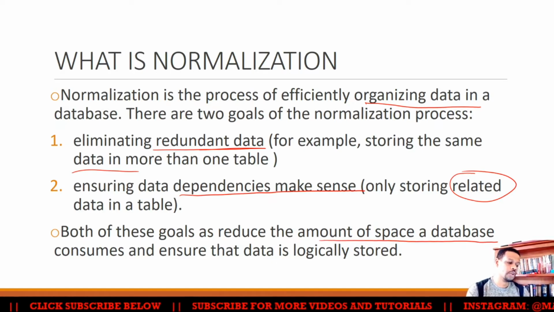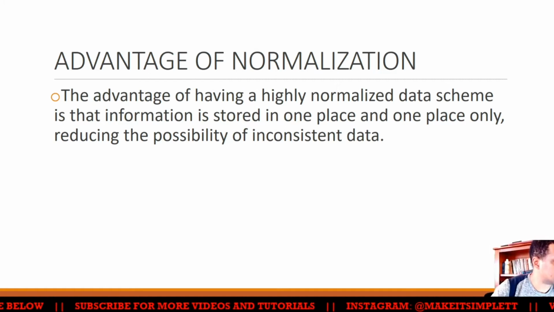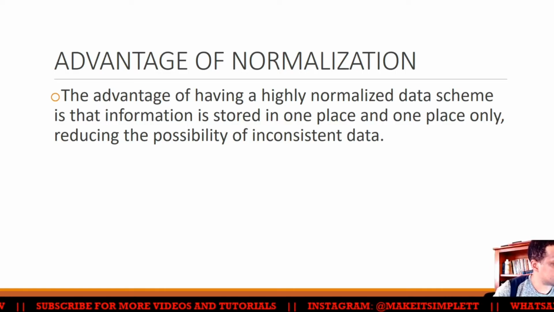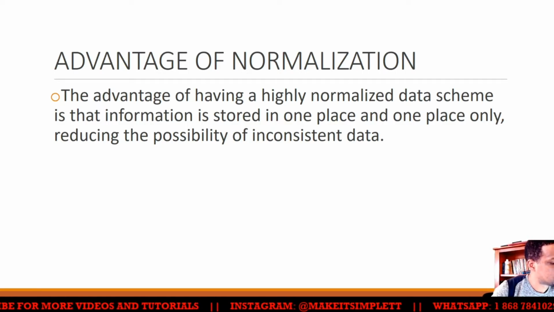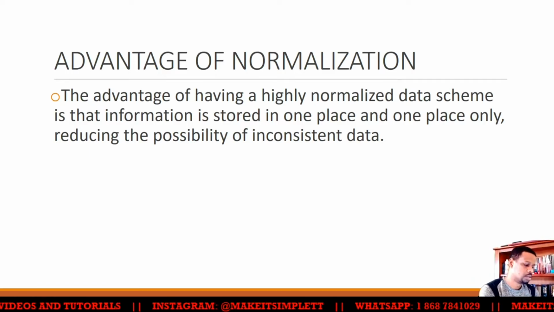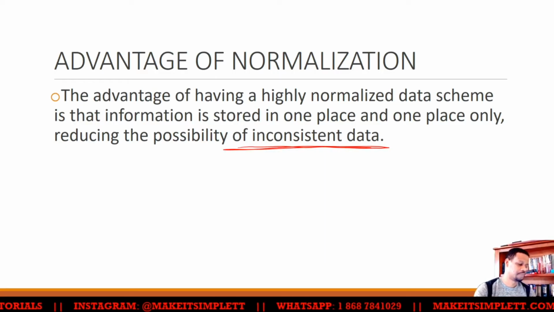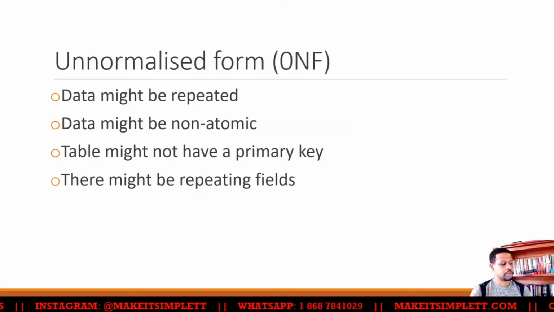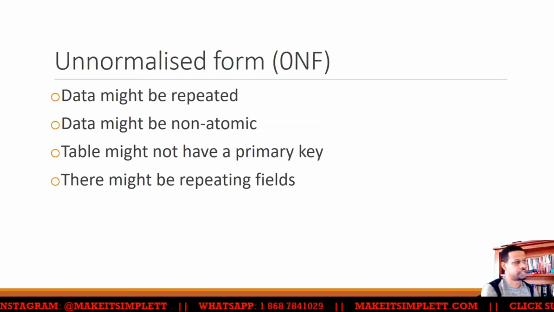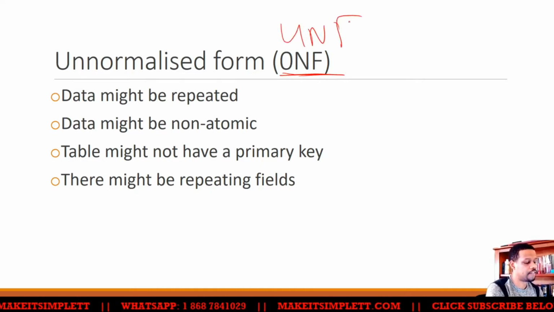So when we're doing normalization, our goal is to get it in a way that we don't have issues with data that makes it inconsistent. So, different types of normal forms. First normal form is unnormalized, or UNF.